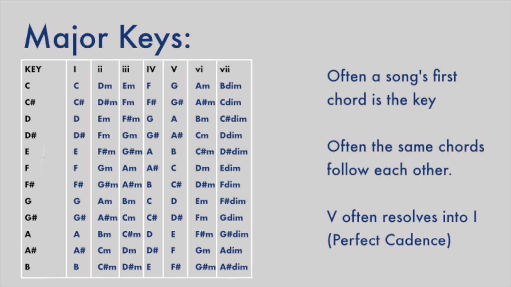Understanding this section helps you understand why certain chords sound good together while others don't, and it will make it easier to work out the chord sequence of a song. Often the first chord used in a song will tell you the song's key, and you will often see the same chords following each other. For example, the 5th chord often resolves to the first chord, which is known as a perfect cadence.